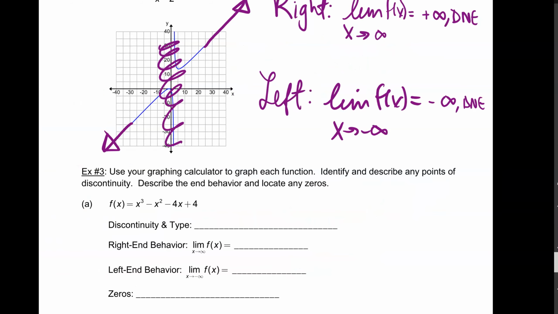Need both. All right, and now we're going to use our graphing calculator. Do you guys have it out? Calculator skills matter, because if you notice on your practice test, there's a calculator section, and if I let you use a calculator and I'm asking for the zeros, you should use what your calculator lets you do. Anyway, use your graphing calculator to graph each function. Identify and describe any points of discontinuity. Describe the end behavior. Locate any zeros.